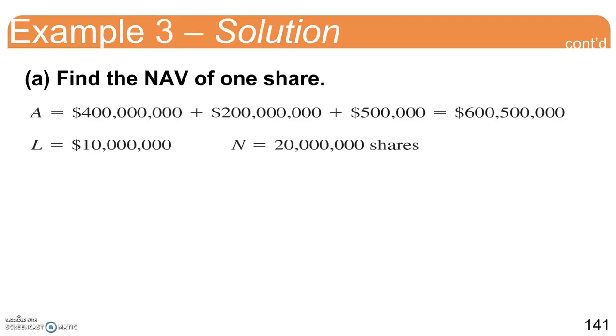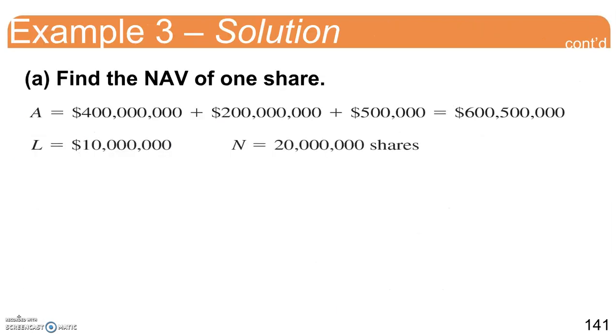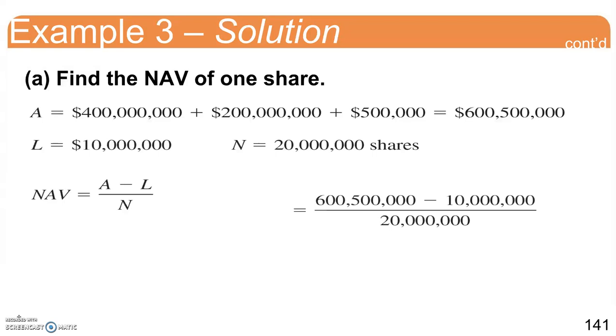Okay, so the assets. We had the 400 million, the 200 million, and the 500,000. So I just wrote those out with all the zeros plus the 500,000. So we had 600 million, 500,000 in assets. And then you had $10 million in liabilities, and there were 20 million shares. So we can calculate our NAV based on the givens. Our assets, which were given in the problem, we just had to sum up the three. We're going to subtract off the liabilities and divide by the number of shares.